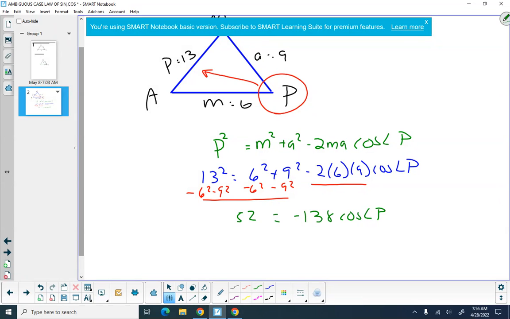Divide both sides by your coefficient. And to find the measure of angle P, we could take the inverse cosine of our fraction there.